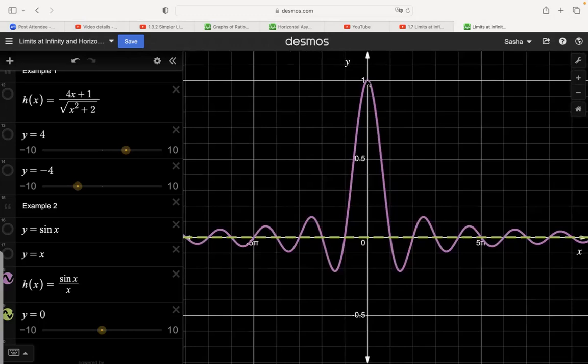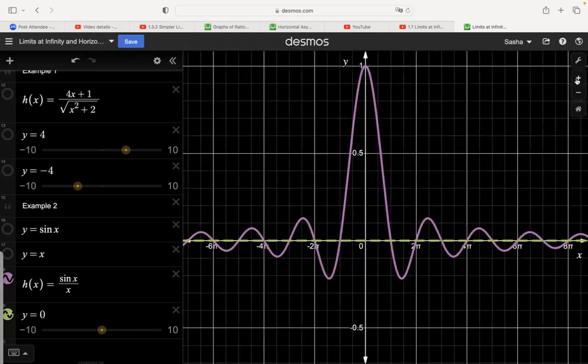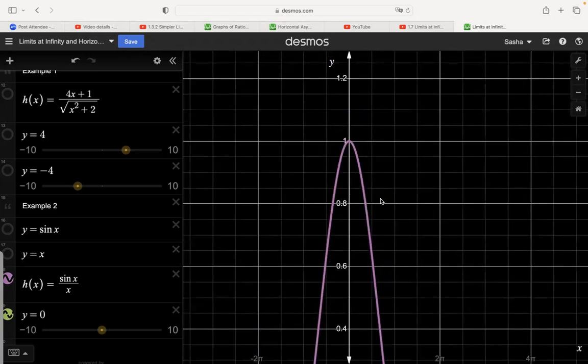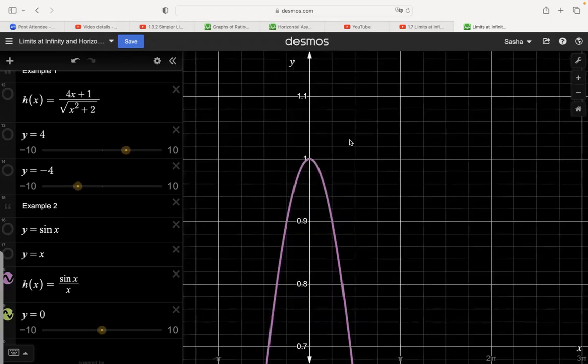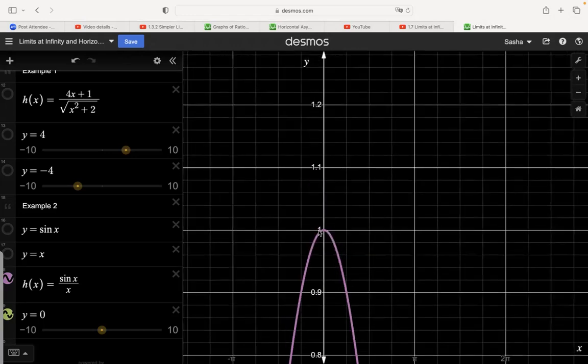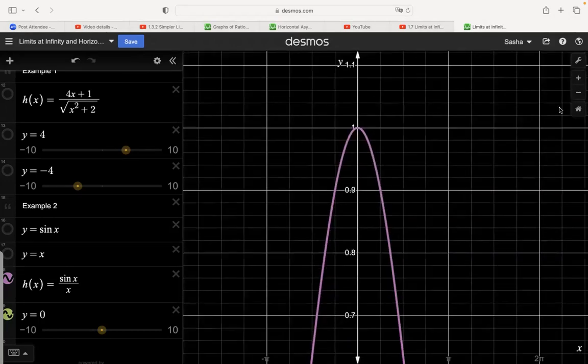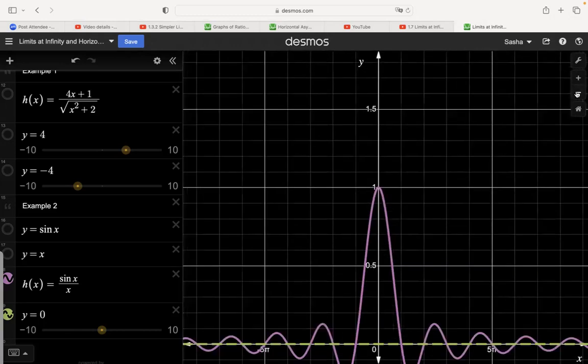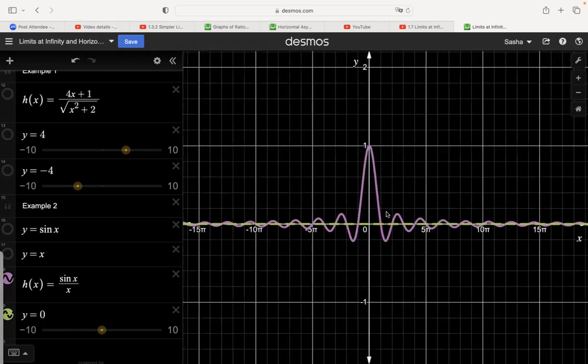But that's our graph. Notice also that the graph is a little bit misleading if you zoom in at x equals 0. It's a little bit hard to see, but the function is actually undefined at x equals 0, y equals 0, but the limiting value is 1. We will prove that in another video. But we can see that the end behavior as x goes to positive or negative infinity is 0. So the horizontal asymptote is y equals 0.